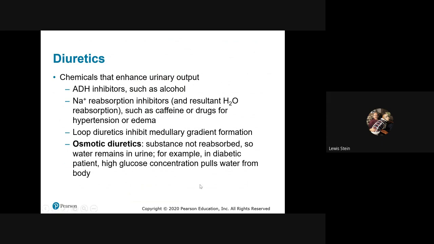Alcohol, why people, when they go out and have a few drinks, a lot of times you run to the bathroom. That's because it inhibits antidiuretic hormone. And so there's caffeine. They inhibit the reabsorption of sodium. And when sodium goes, water follows it. The loop diuretics are classically used in the hospital because they're very efficient, and you can monitor electrolyte levels to make sure somebody isn't a problem. And the idea of an osmotic diuretic is the fact that if you're spilling sugar, like in a diabetic, water is going to follow that to balance that out, to make sure that the urine is still passable.